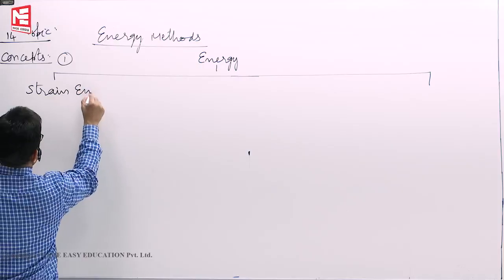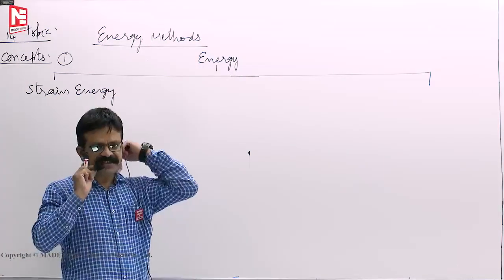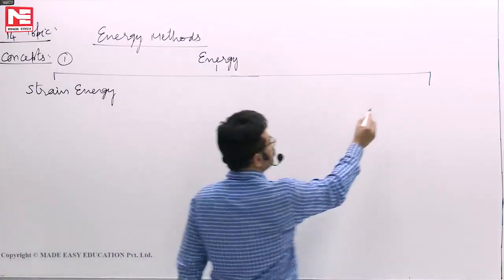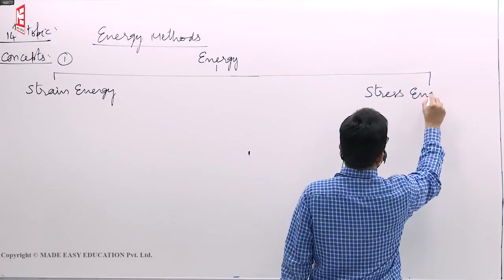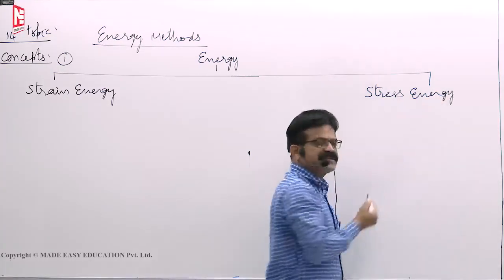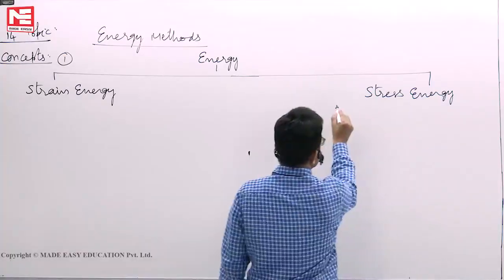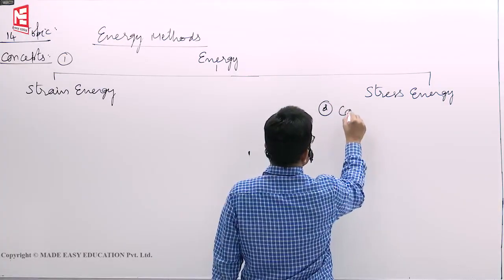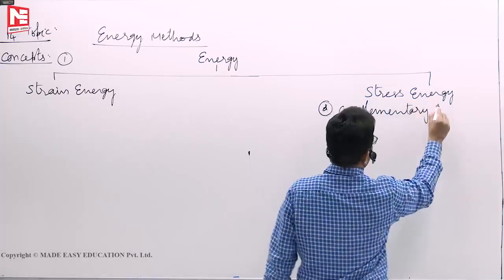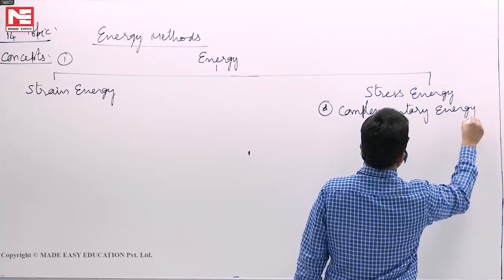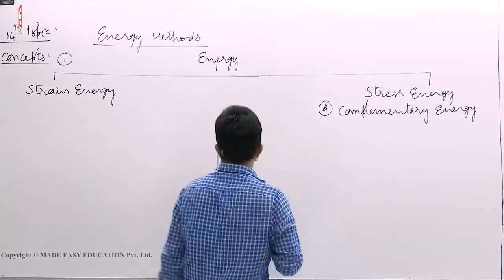First thing is strain energy. Strain energy means energy expressed in terms of strains or displacements. Then we have stress energy, energy expressed in terms of the forces or stresses. This stress energy, we also call it complementary energy. Stress energy and complementary energy both mean the same.